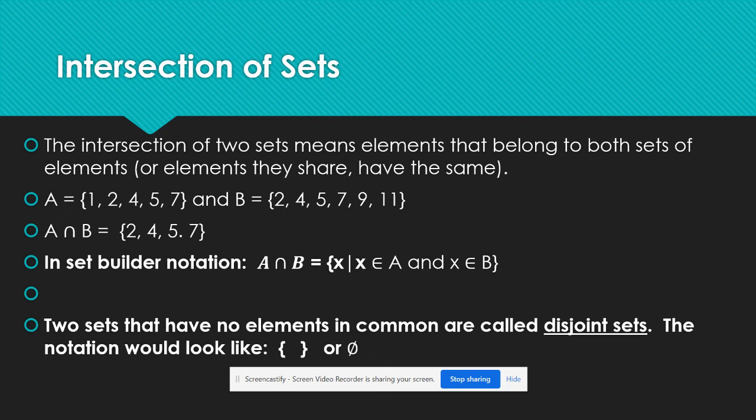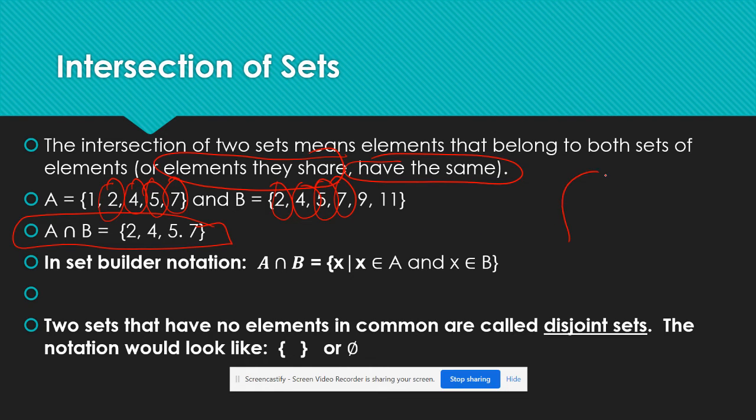The intersection of two sets. The intersection means elements they share or have the same. Set A, 1, 2, 4, 5, 7. Set B, 2, 4, 5, 7, 9, 11. 2, 4, let's see, I see 7 and 5. They share those. So this is the answer to the intersection.